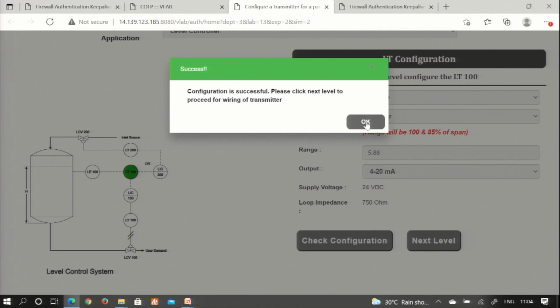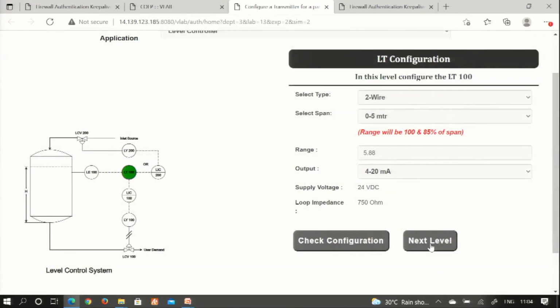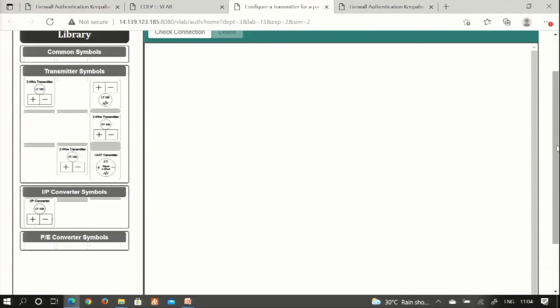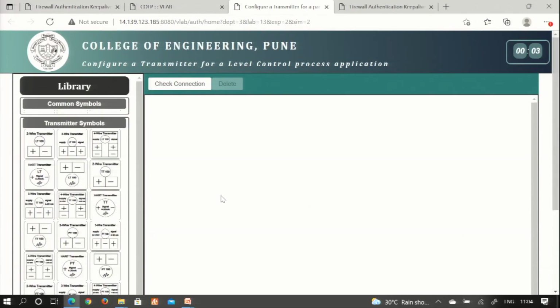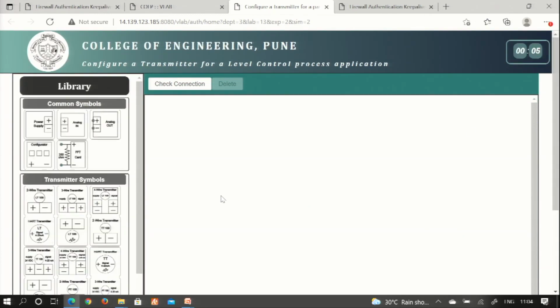So, configuration is successful and the student will be asked to go for the next level because he has selected and configured the correct type of level transmitter. Now, the next part of this experiment: you have selected a transmitter, and now you have to connect the transmitter for a particular application. This is called a wiring diagram.